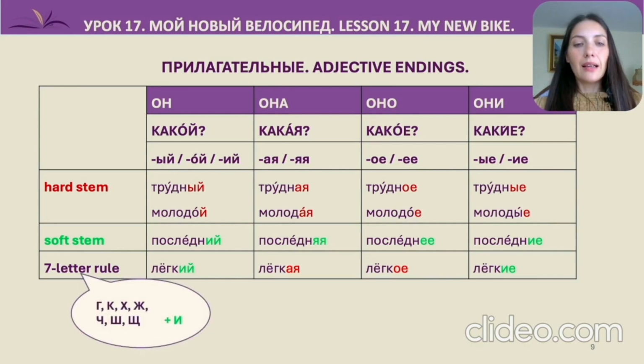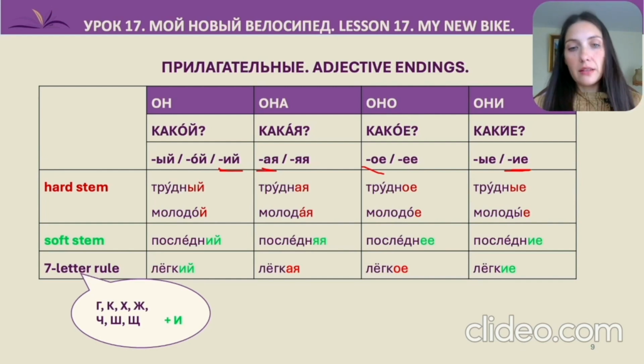These ones. Г, К, Х, Ж, Ч, Ш, Щ. And after these letters, you cannot write ы, you have to write и. Which means that the ending ый in masculine and the ending ые in plural is not possible. And it will be replaced by ий and ие. But it says nothing about ая or яя or ое, which means that we're not going to use the soft ones, we will stay with the hard ones. So it's such a mix, like a hybrid of types.